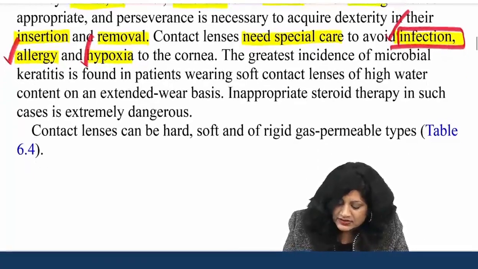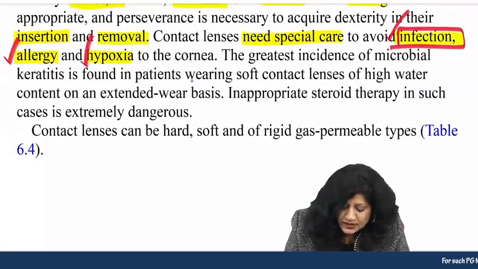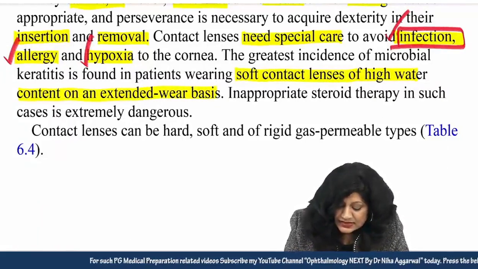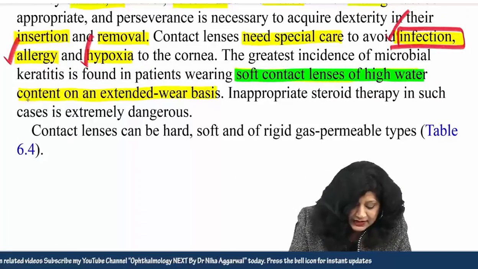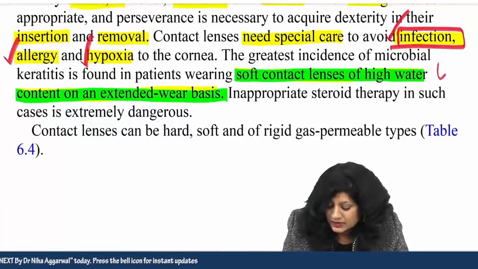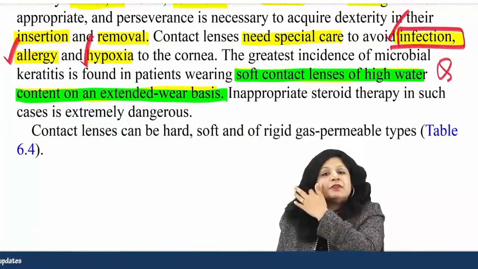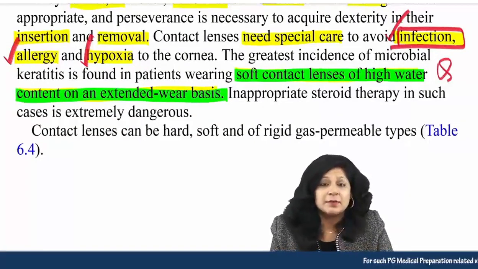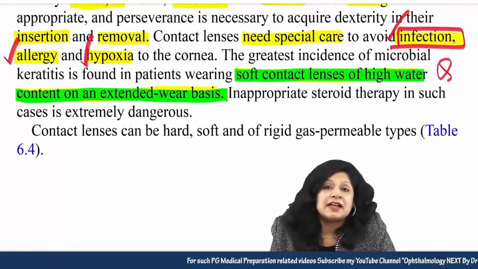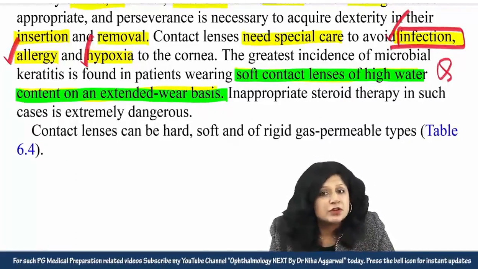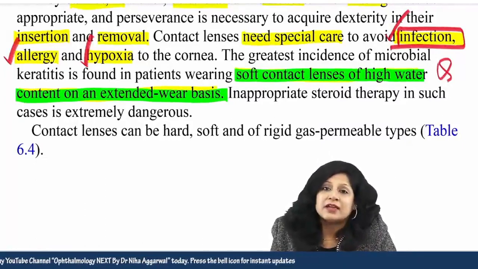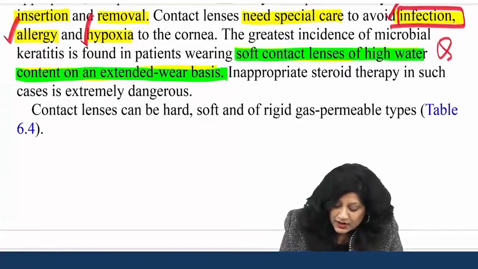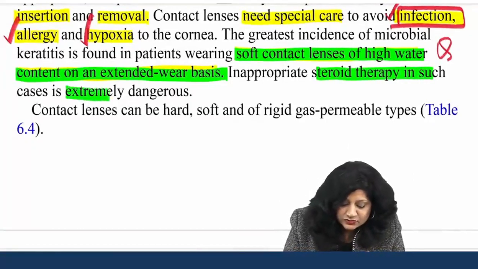The greatest incidence of microbial keratitis is in patients wearing soft contact lenses of high water content on an extended wear basis. Again, a very, very important thing. This is a question which has been asked so many times: the greatest risk of infection is with which contact lenses? It is actually the soft contact lenses. Why, ma'am? Because they have the highest amount of hydration. So tolerance is not a problem here, but the problem is that due to high moisture content, it can be infected. Inappropriate steroid therapy in such cases is extremely, extremely dangerous.